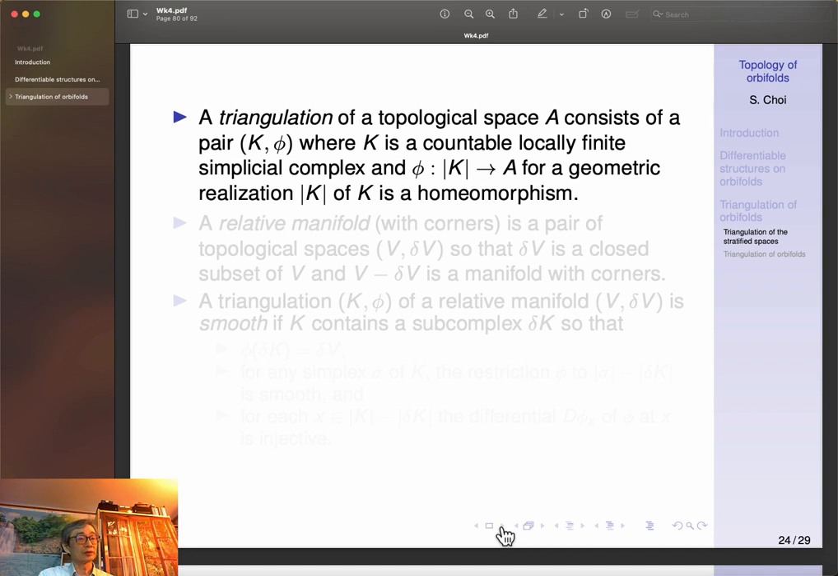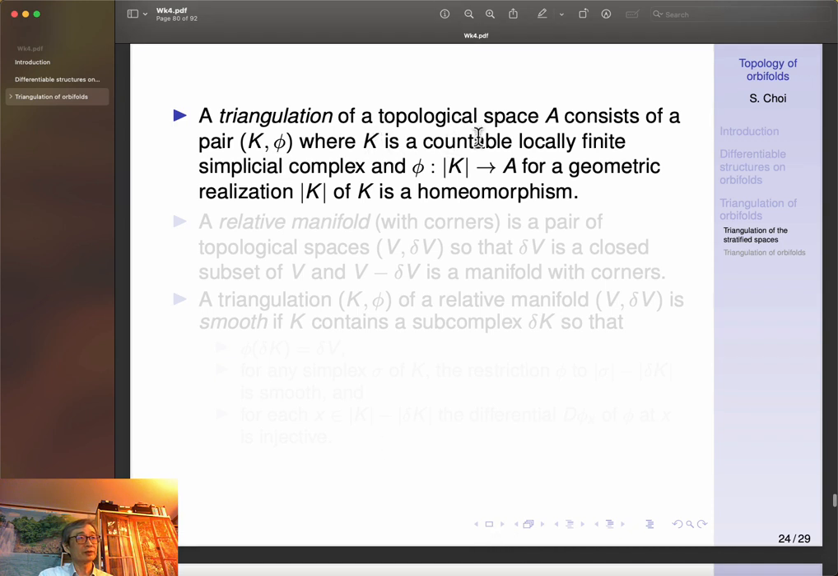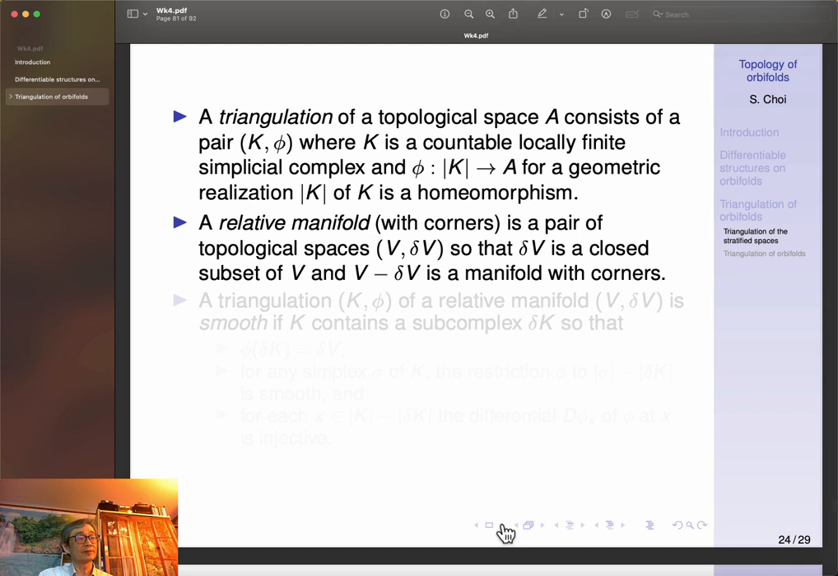So let's go to the triangulation. A triangulation of a topological space A consists of a pair (K, phi), where K is a countable locally finite simplicial complex, and phi going from the topological space of K, the geometric realization of K, to A is a homeomorphism. So that's what we mean by triangulation. So a relative manifold with corners is a pair of topological spaces (V, delta V), so that delta V is a closed subset of V, and if you remove this delta V, it is a manifold with corners. Okay.